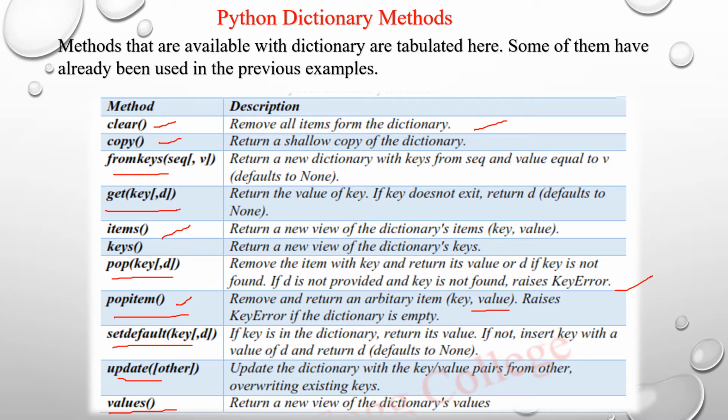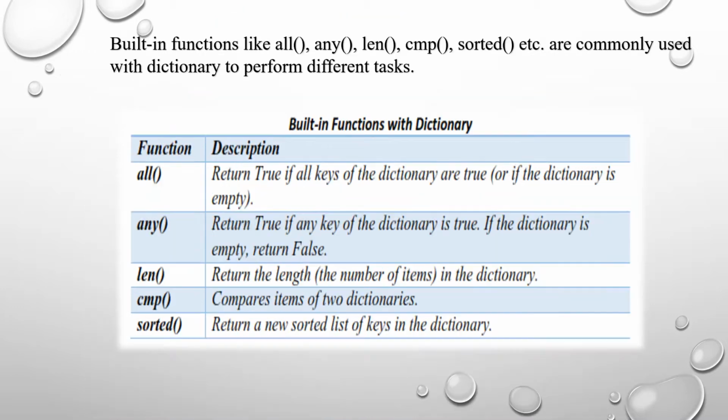So these are some dictionary methods. Built-in functions like all, any, len, comparison and sorted etc. are commonly used with the dictionary to perform different tasks. The all function returns True if all the keys of the dictionary are true, or if the dictionary is empty. The any function returns True if any key of the dictionary is true. If the dictionary is empty, it returns False.